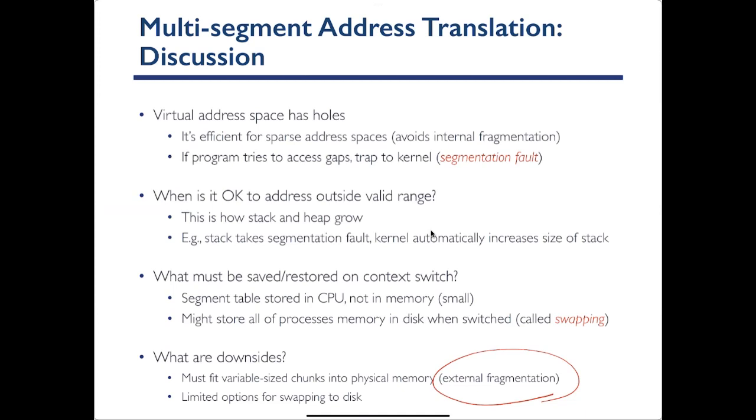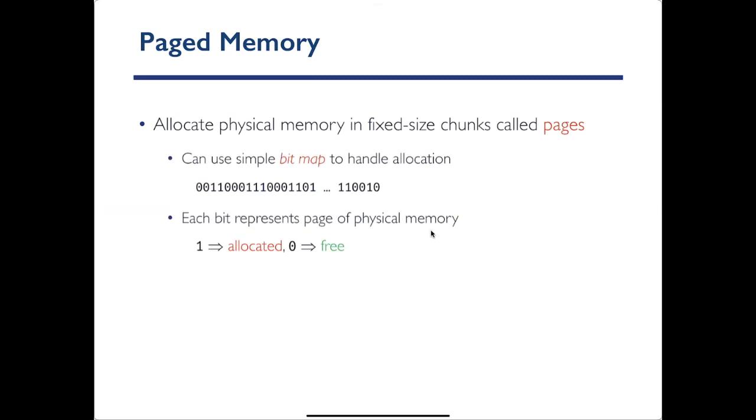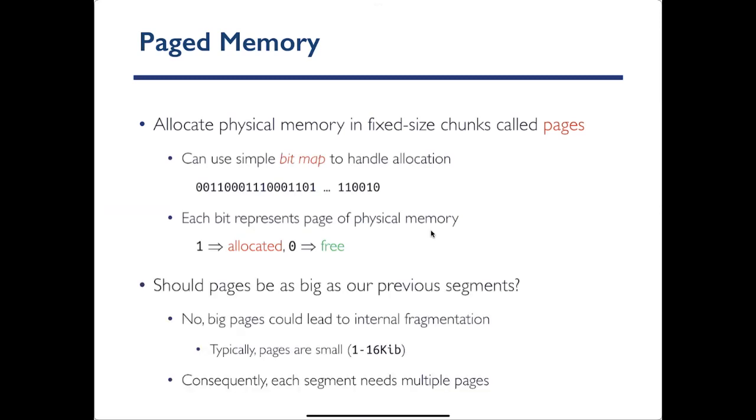So basically make allocations with the same size. And that's the idea behind paged memory. So in paged memory, the unit of allocation is a fixed size chunk that is called a page. And we're going to page both physical memory and virtual memory. So we're going to make units of allocation to be pages.